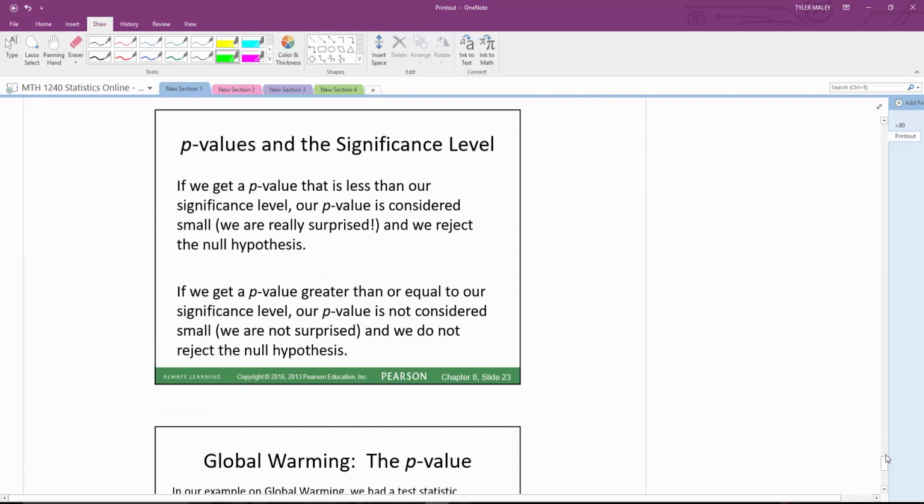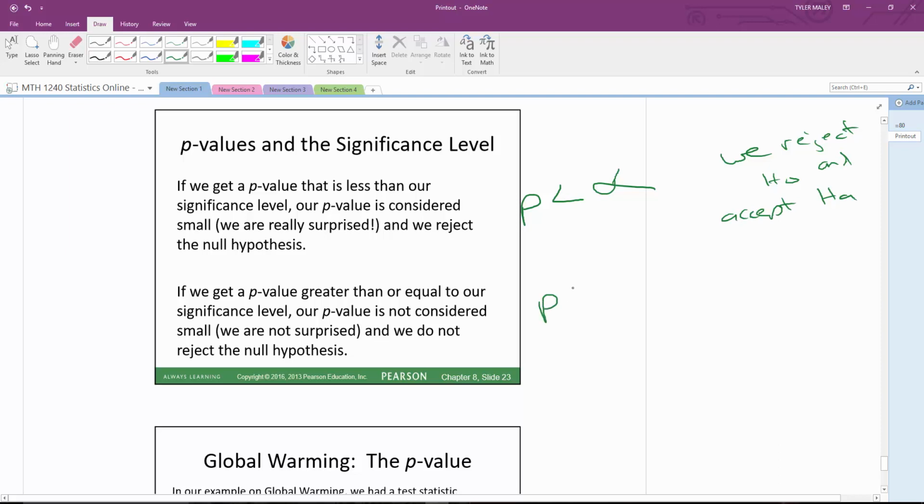So if we get a p-value that is less than our significance level, which we denote by alpha, then our p-value is considered small. We are really surprised, so we reject. If p is less than alpha, we reject the null hypothesis, and we accept the alternate hypothesis.